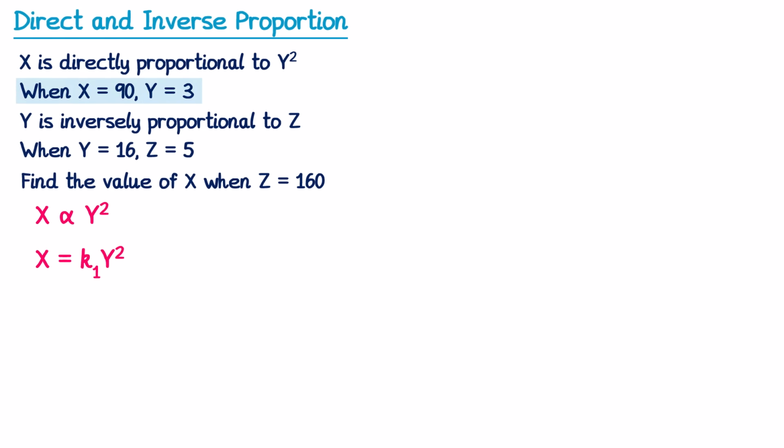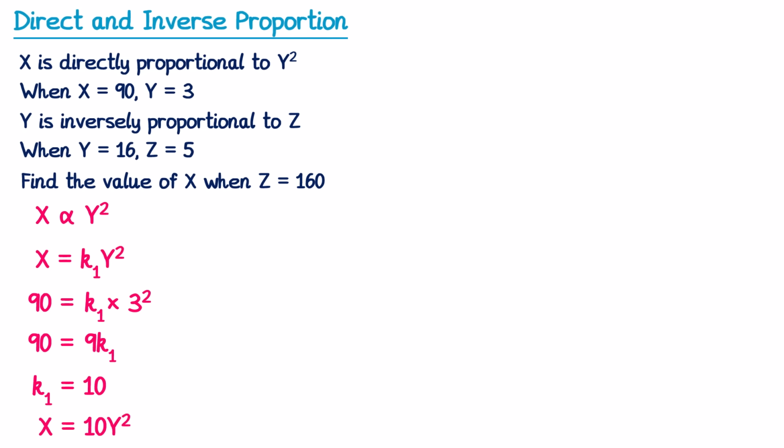Then I substitute in the values I've been given in the question, so we're going to substitute x for 90, and then we have k1 multiplied by y squared, so multiplied by 3 squared. 3 squared is 9, so we would have 90 is equal to k1 times 9, which is 9k. You could divide both sides by 9 here, and that will give you k1 is equal to 10. So I can go all the way back up here and replace k1 with 10, so I end up with x equals 10y squared.